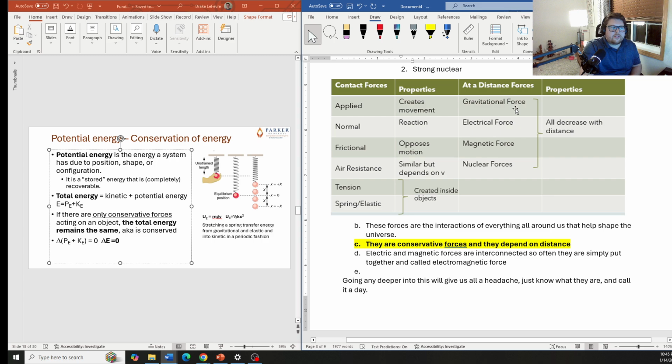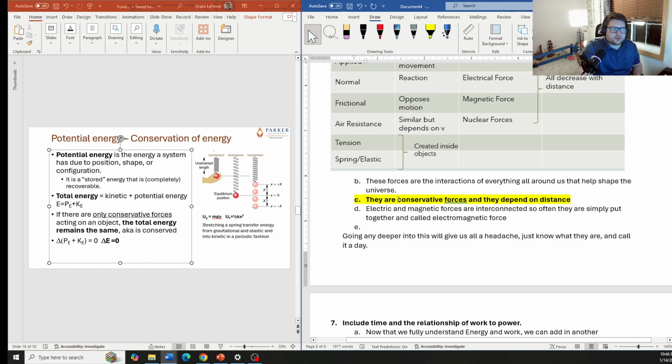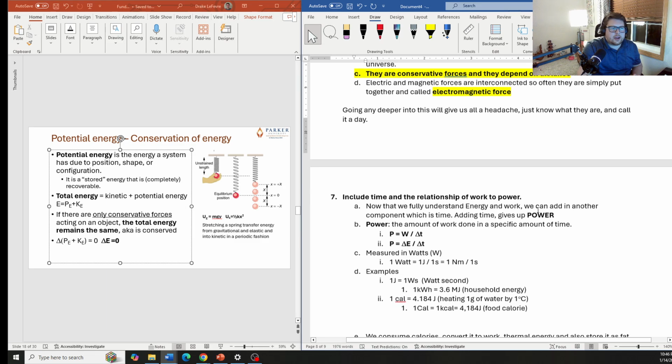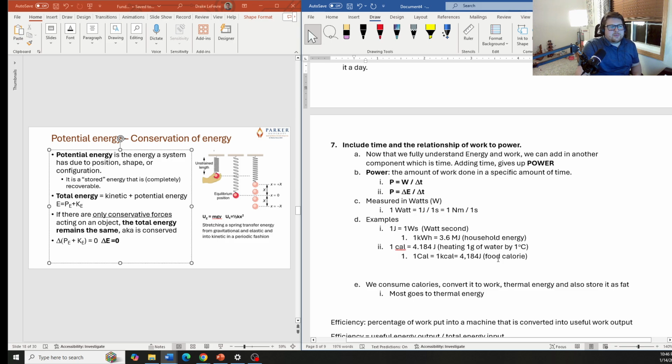All of these 3 forces decrease with distance. They are distance dependent. That's going to be the test question. They are also conservative forces. And another note is we often combine the electric and magnetic forces and call them the electromagnetic force, because they are super interconnected. And that's it, draw the line right there. Draw the line, new chunk of material.